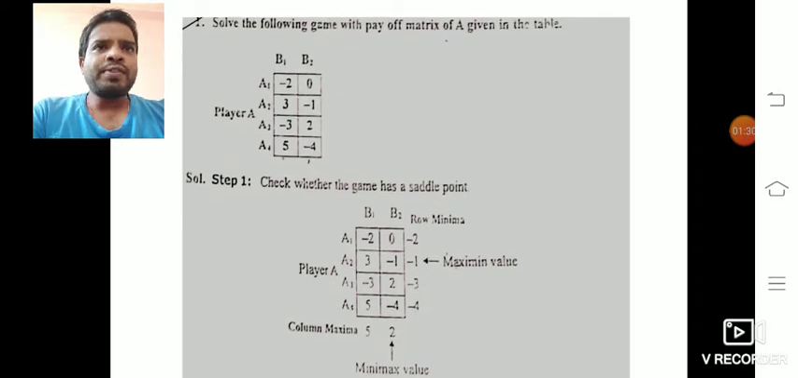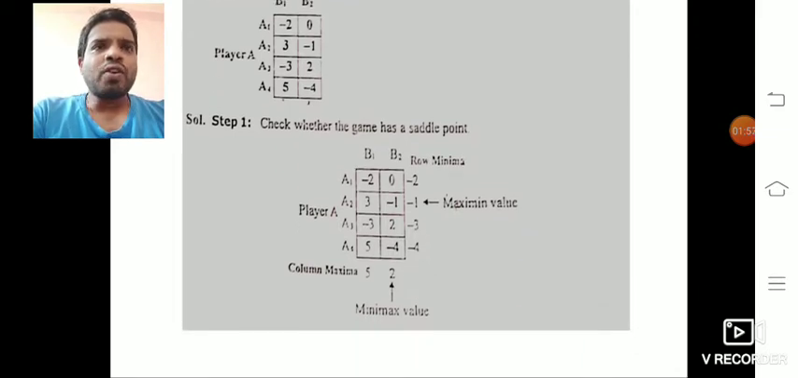Now this is the problem. Here we have player A and player B. Player A has 4 strategies, so we have 4 rows, and player B has 2 strategies, B1 and B2 columns. Two columns are there, so the matrix is in the form of m into 2.